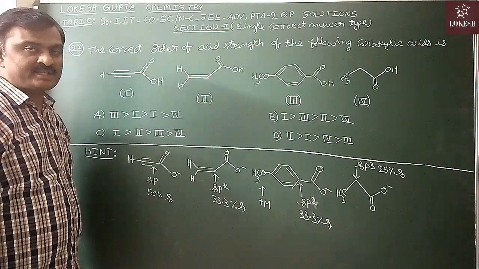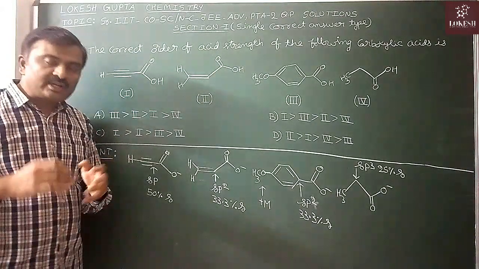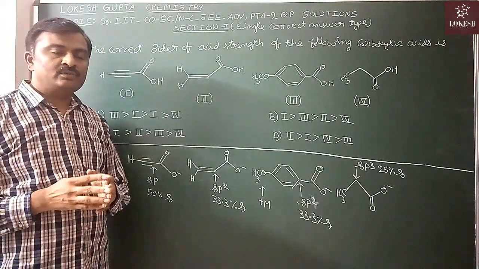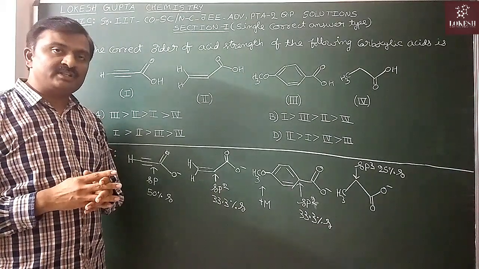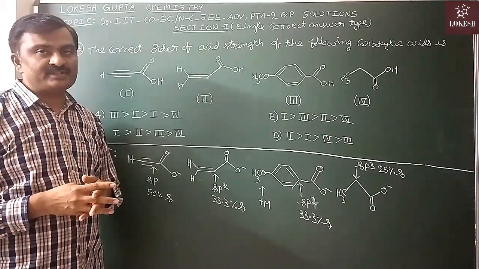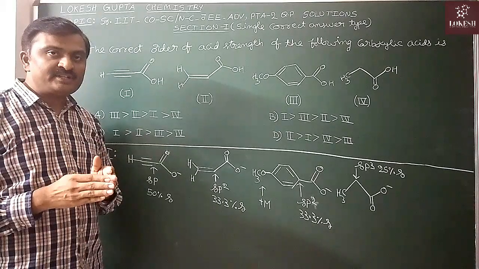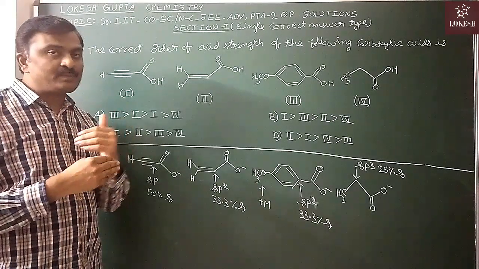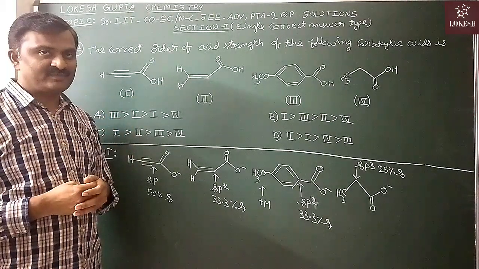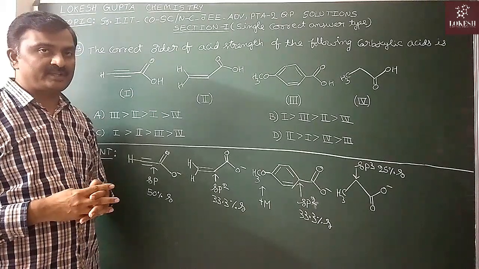How to compare the acidic strength order? To compare the acidic strength order, we have to compare the stability of the conjugate base. If a conjugate base is more stable, the corresponding acid is more acidic. That's how we have to compare.